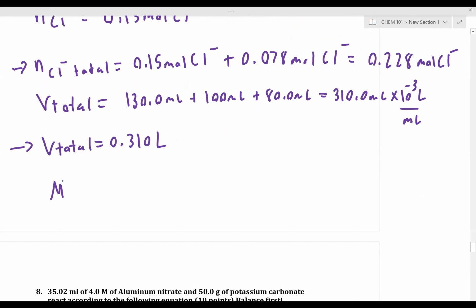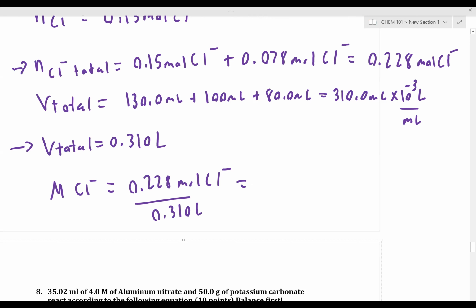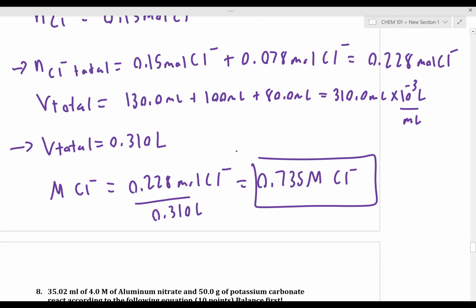Do we have both pieces of information that we need to calculate molarity? Yes. So the molarity of chloride is equal to 0.228 moles of chloride over 0.310 liters. 0.228 divided by 0.310 gives us a final molarity of 0.735 molar chloride. Does that make sense? Have we seen something similar to this before? Yes, exactly like the quiz. Yes, exactly. And the last problem in our chapter 5 notes.